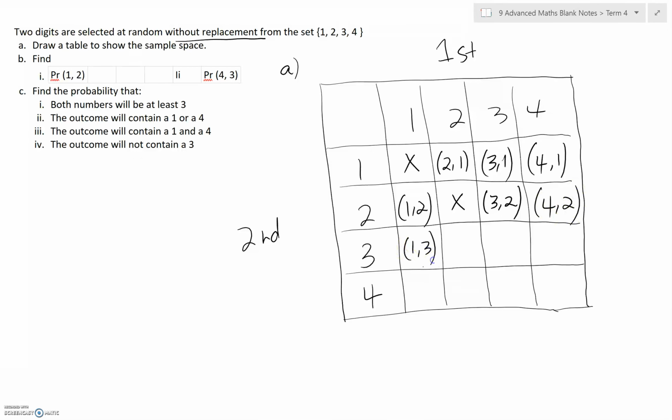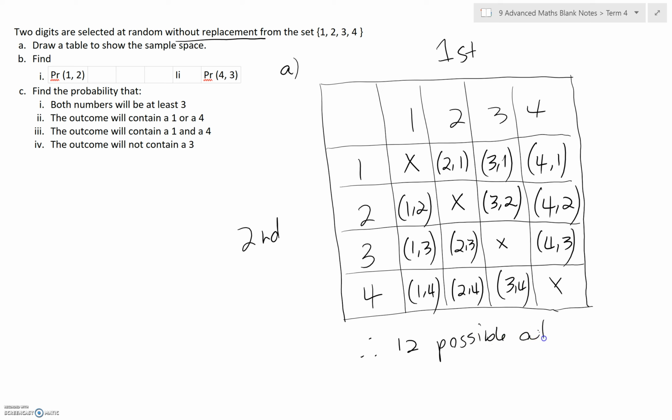So I'm hoping by now you can see the types of outcomes you're going to get. So always think about, if I take one out, am I going to be able to do the next one that it's telling me I want to do? So 12 possible outcomes if we add them all up across this table. 12 possible outcomes. Okay, so that is A.